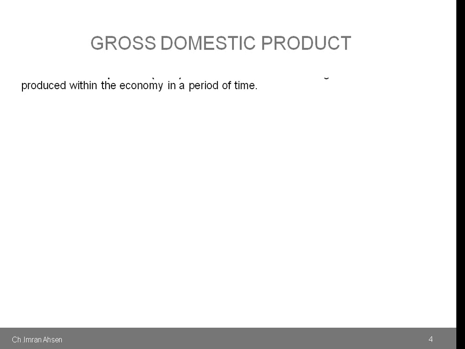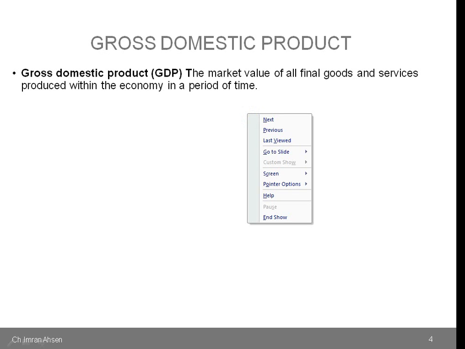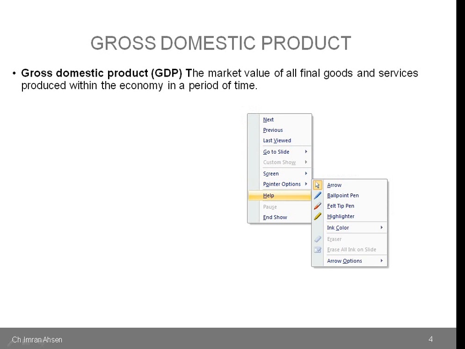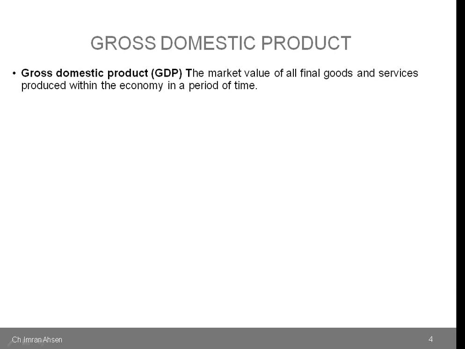Gross domestic product, GDP, is the market value of all final goods and services produced within the economy in a period of time. Normally this period is 1 year.